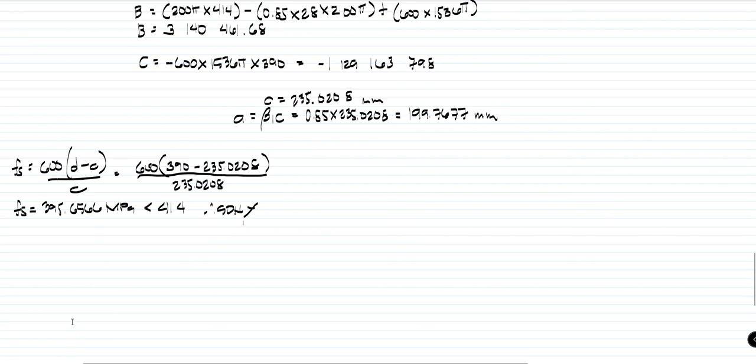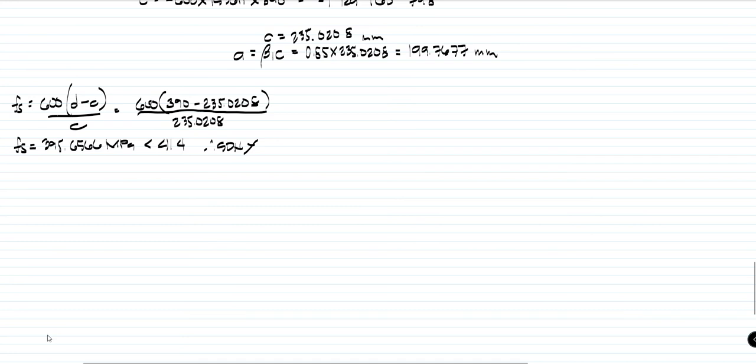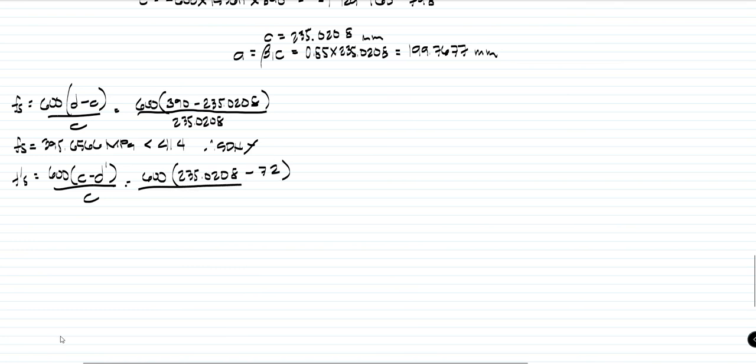For our compression, f prime s is equal to 600 times (c minus d prime) over c. So that will be 600 times the c, which is 235.0208, minus d prime, which is 72, divided by 235.0208. So our f prime s coming from this one will be 416.1865, which is greater than 414 megapascals. Therefore, our steel yields.